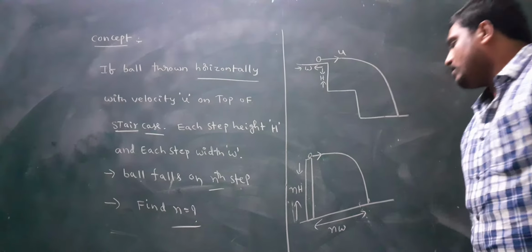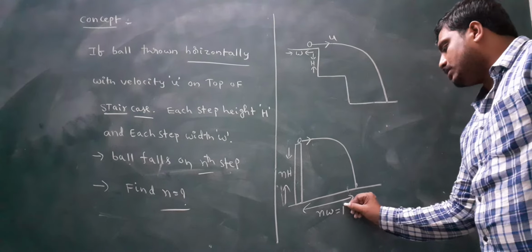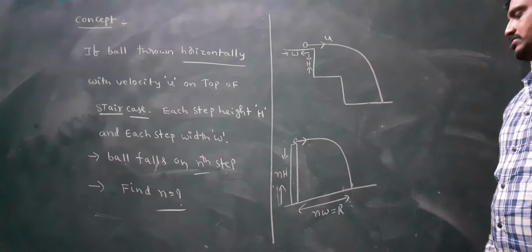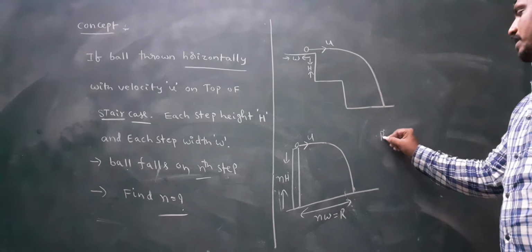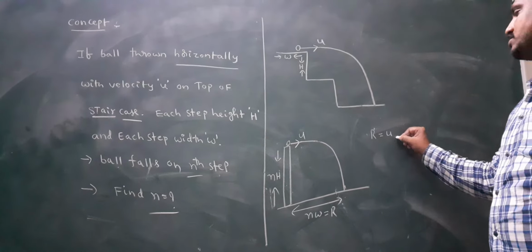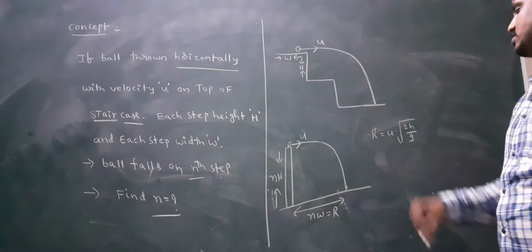Okay? Look here, this horizontal distance is called range. In the situation, range is given. What is the formula for range? U into under root 2h by g.